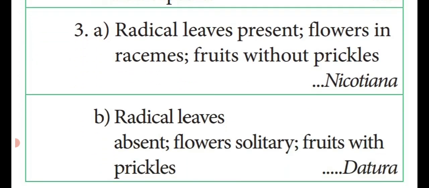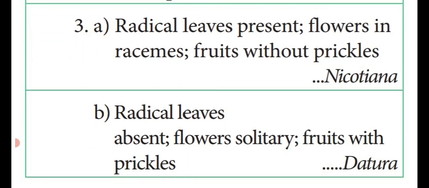Third one: radical leaves present, flowers in racemose, fruits without prickles. Prickles means no thorns or spines. Flowers showing the racemose inflorescence. Radical leaves are present. Example, Nicotiana. Another one: radical leaves are absent, flowers are solitary, that means only one flower, that means cyme inflorescence. Fruits with prickles, that means sharp pointed thorns are present here. That is Datura.